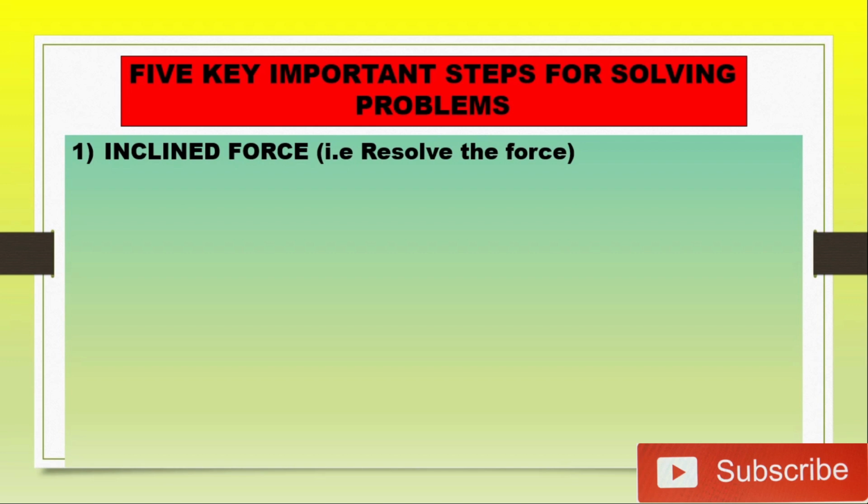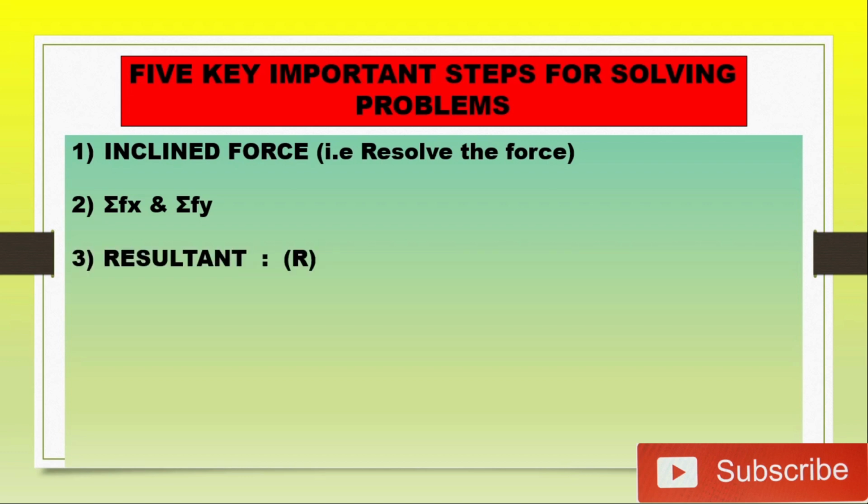The second step is summation f of x and summation f of y. Now what do you mean by summation f of x? Sum of all force in x direction, and summation f of y means sum of all force in y direction. Now, all the horizontal forces will come under summation f of x and all the vertical forces will come under summation f of y.